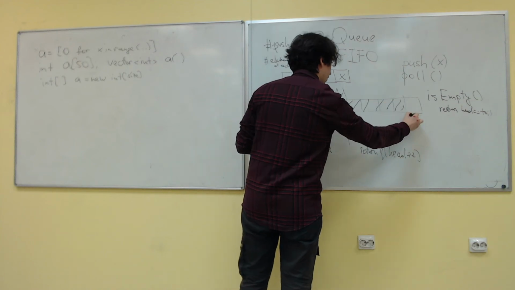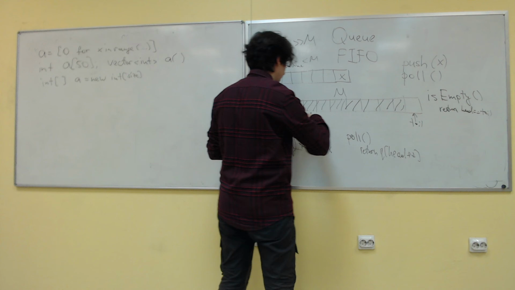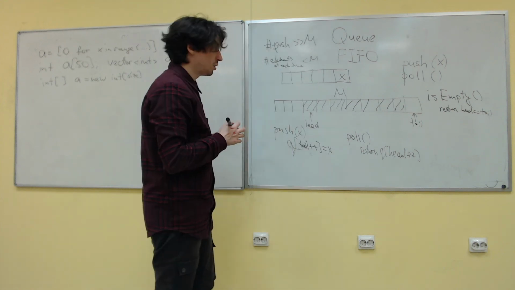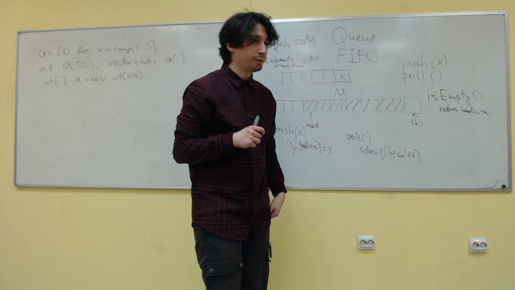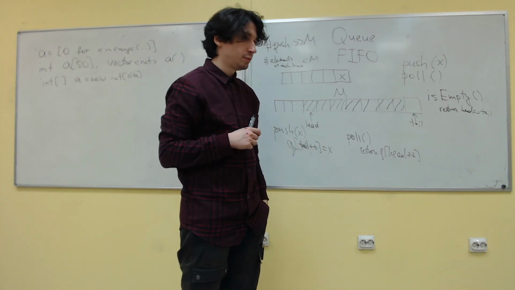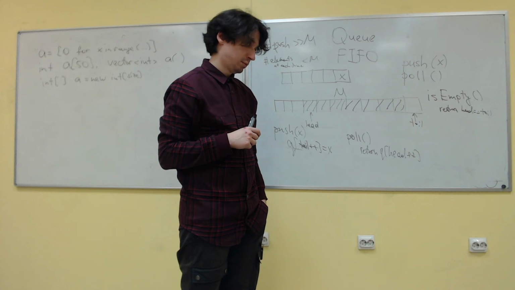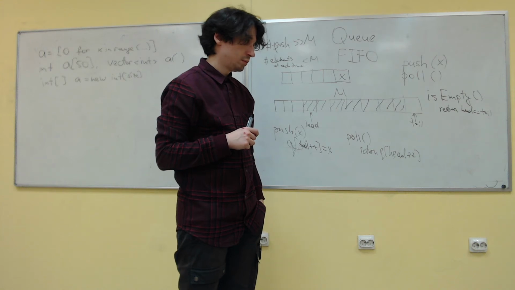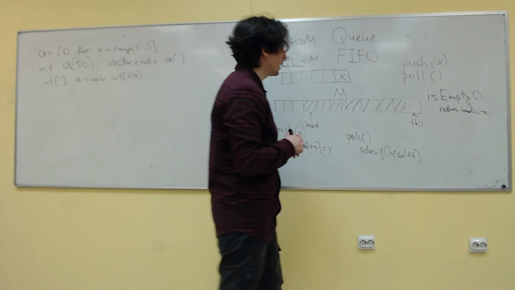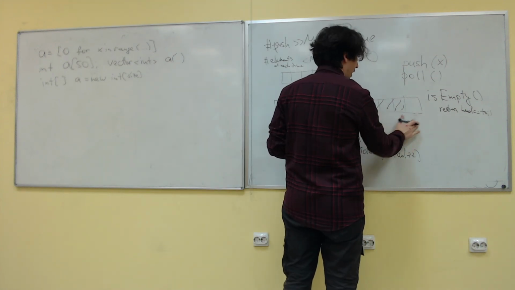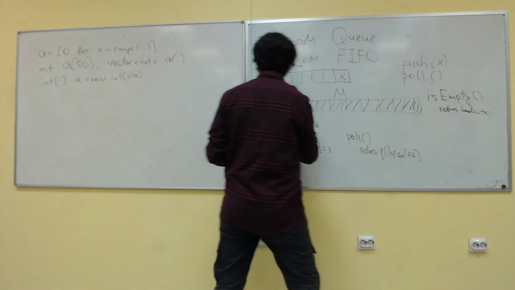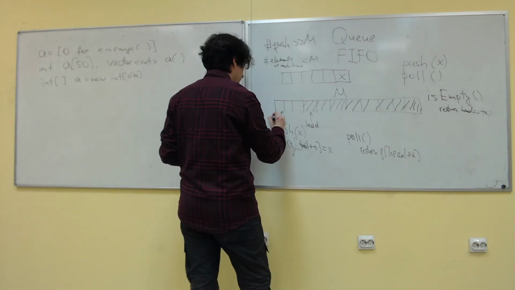Suppose that you have this. You have tail at the end and head is here. What would you say if I add another element, where could I put the tail? Yes, I guess we could make it circular. Yeah, exactly. We can make it circular. When we reach the end of the queue, we just put an element here and move tail here.